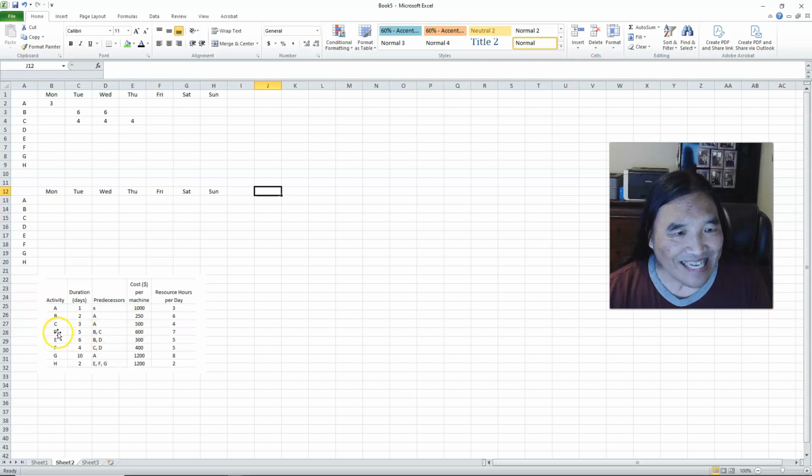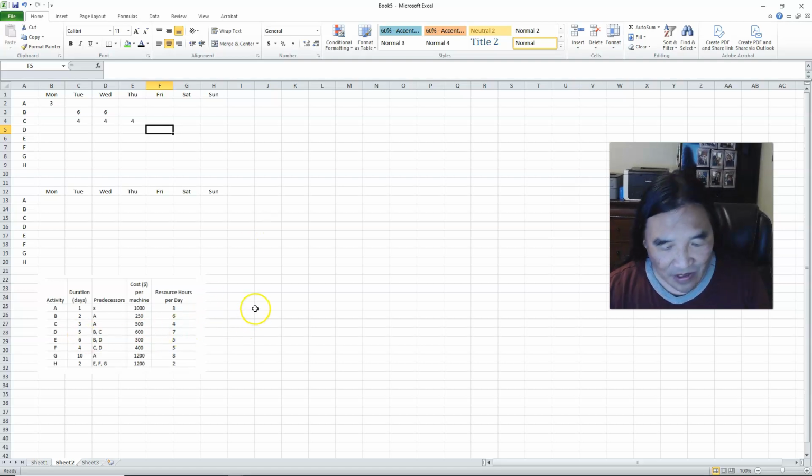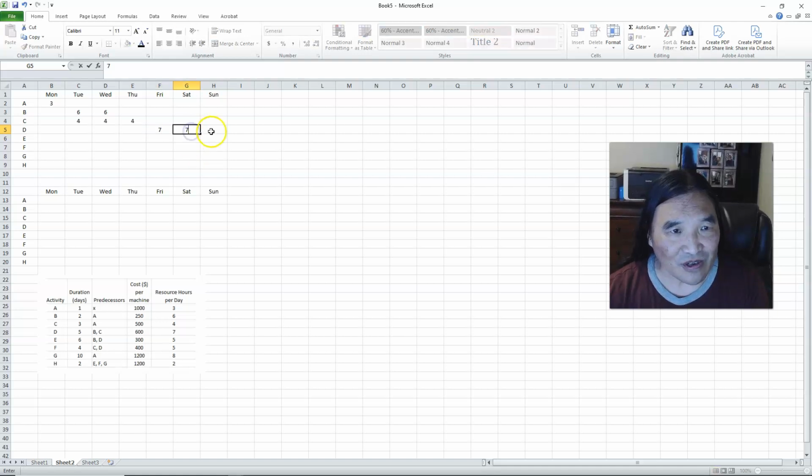Now, D can't get started until B and C both finish. If D has to wait for B and C to both finish, then D has to start here. Can't start here because C isn't done yet. So this is the first spot where B and C are both finished. And so what does D do? 7 resource hours over 5 days. So 1, 2, 3, and it means we're going to go into the next week for 5.